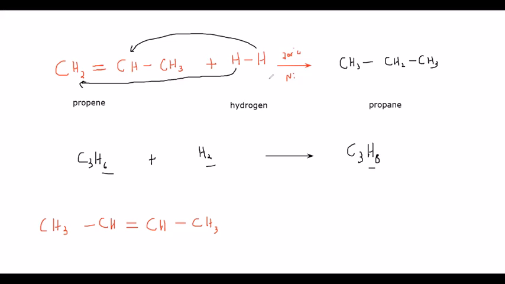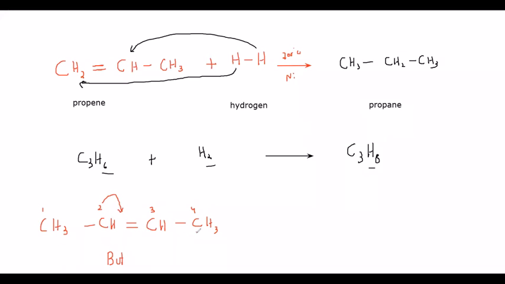So when the double bond is not with the first carbon, there are 4 carbon atoms. For 4 carbon atoms, the prefix should be but. But the double bond is not present with the first carbon, so you have to number these carbons 1, 2, 3, 4. So the double bond is coming with the second carbon.